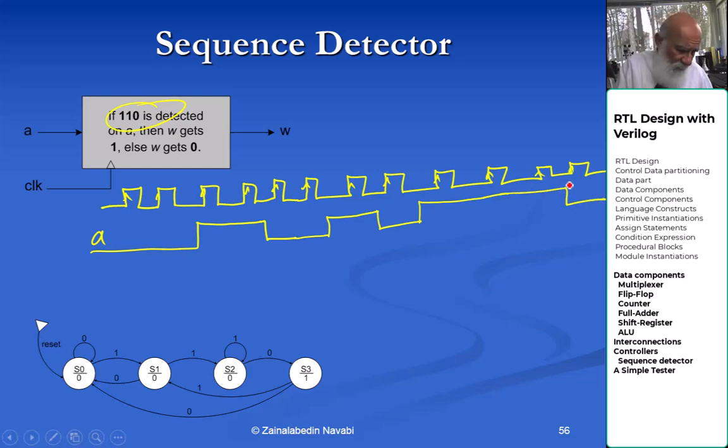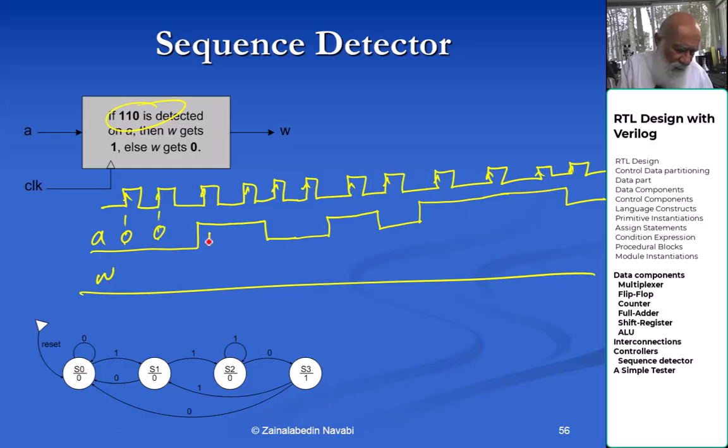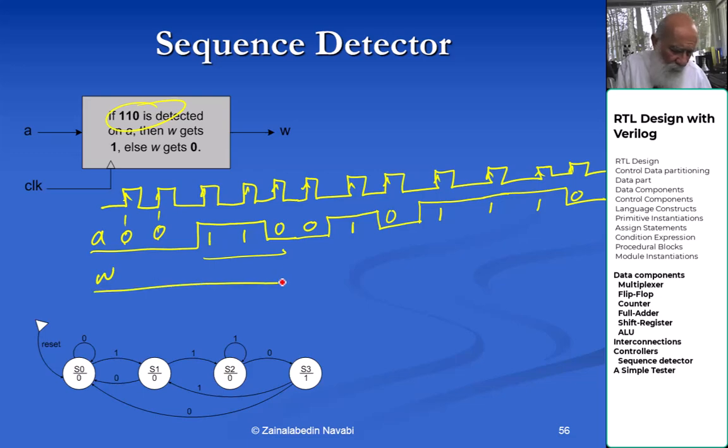Okay, what happens to my W? Well, here I'm seeing a 0 on my A, a 0, a 1, a 1, a 0, a 0, a 1, a 0, a 1, a 1, a 1, a 0. Okay? If in 3 consecutive clocks I find 110, my output becomes 1 for exactly 1 clock period after the rising edge of the clock, leading all the way through the next rising edge of the clock.